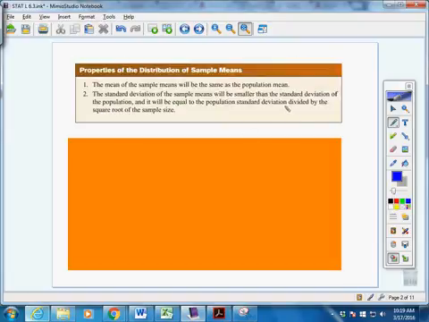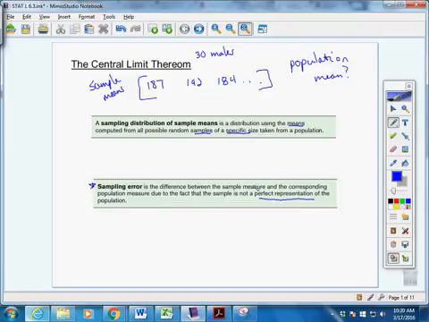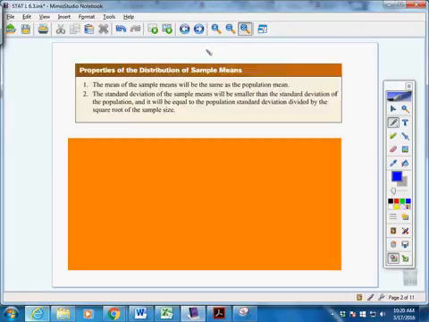So when we're talking about sample means, just stick with me here for a second. The mean of the sample means will be the same as the population mean. So before, the sampling error is not a perfect representation. We know that these means are going to be different from the population mean. But if we take the mean of these means, the average of the averages, that's going to be the same as the population mean. Now the standard deviation of the sample means will be smaller than the standard deviation of the population, and it's going to be equal to the population standard deviation divided by the square root of the sample size. Let's come back to that.